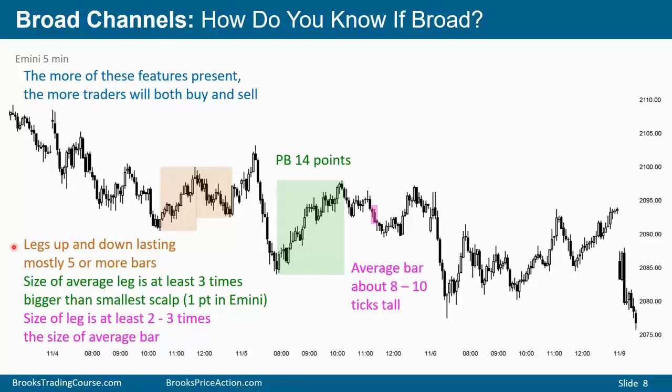I pay attention to the size of the bars and the size of the legs compared to the bars. In this particular swing, the average bar is maybe 8 to 10 ticks tall, and if the legs are 2 to 3 times the size of an average bar, the channel is probably broad rather than tight, and that means you can both buy and sell.